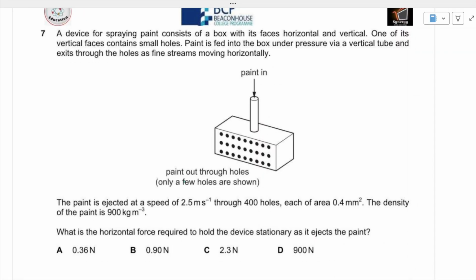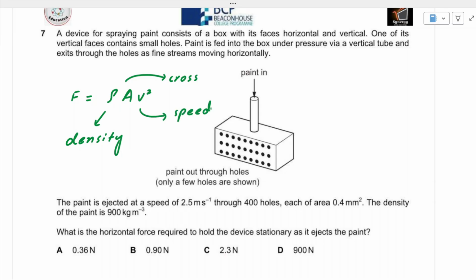And also we have this question in which you are required to find the horizontal force by which a fluid is ejected. For this one, you simply use a formula, F equals rho A v square. Rho is the density of the fluid. A is the total cross section area. Total cross section, like if you have multiple holes, you have to multiply that. And v is the speed. So you use this one.